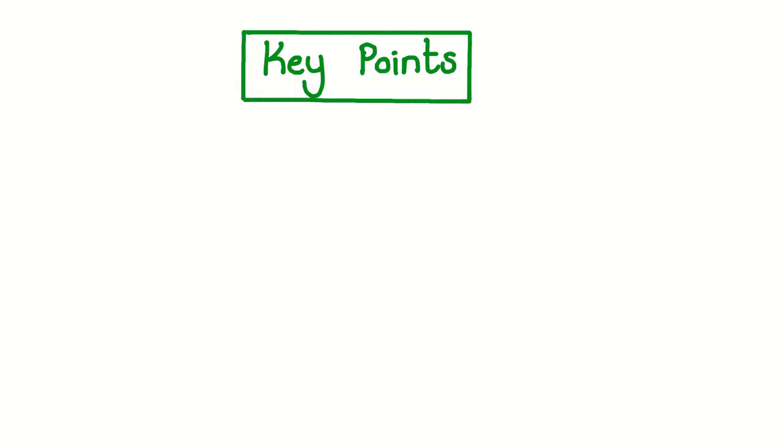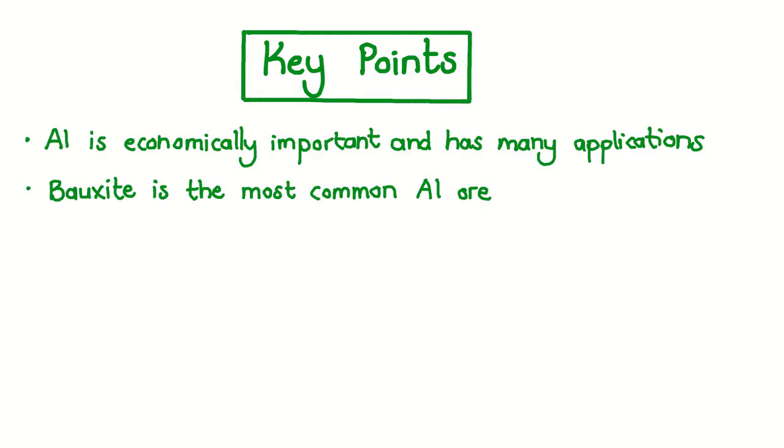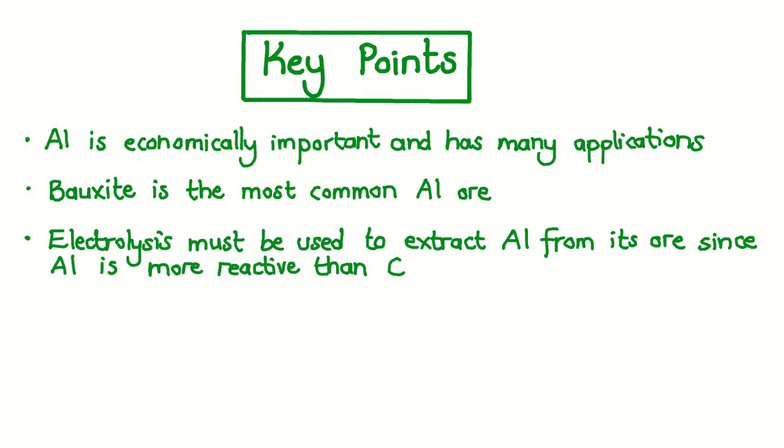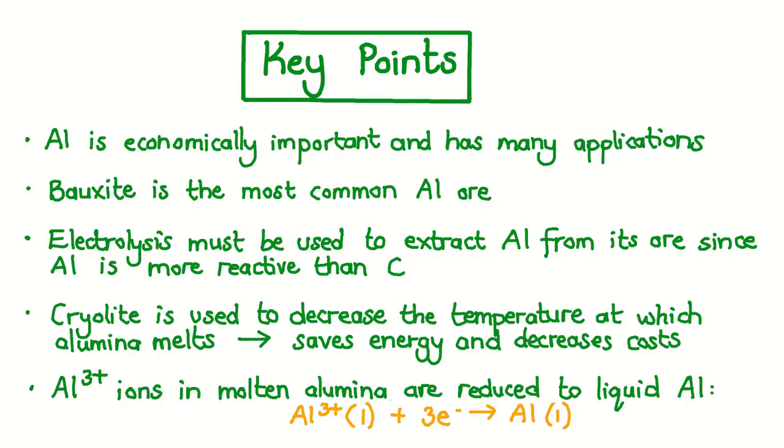Here are the key points we have learnt about aluminum extraction. Aluminum is economically important and has many useful applications. Bauxite is the most common aluminum ore. Electrolysis must be used to extract aluminum from its ore, since aluminum is more reactive than carbon. Cryolite is used to decrease the temperature at which aluminum melts, and this in turn saves energy and decreases production costs. And finally, Al3+ ions in molten alumina are reduced to aluminum metal by gaining electrons.